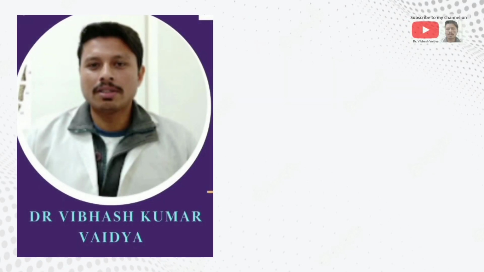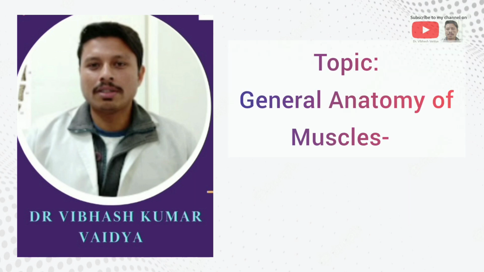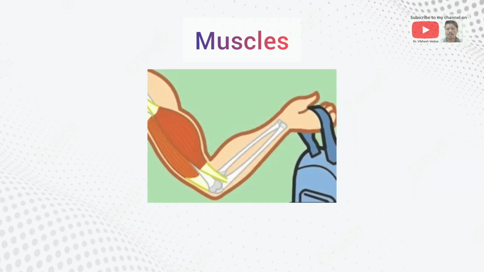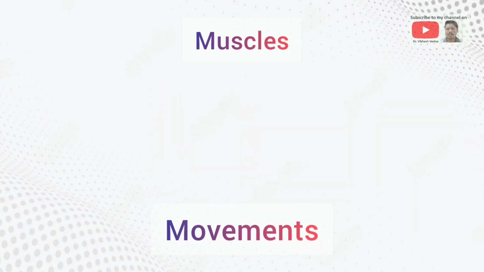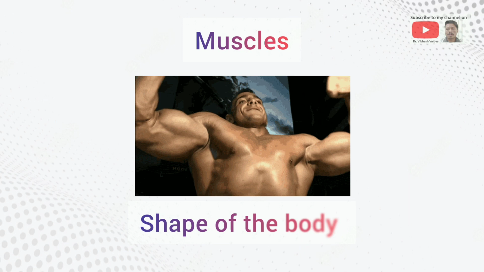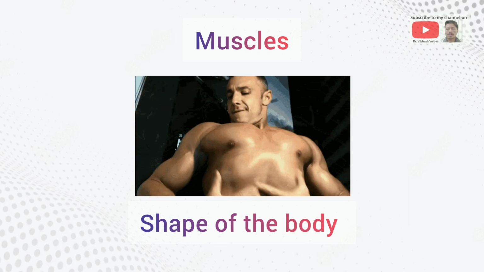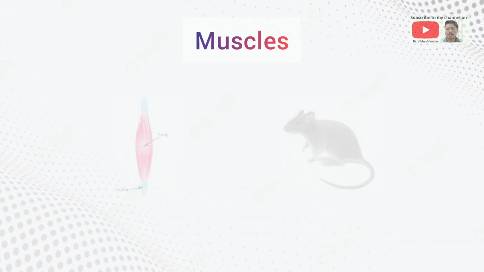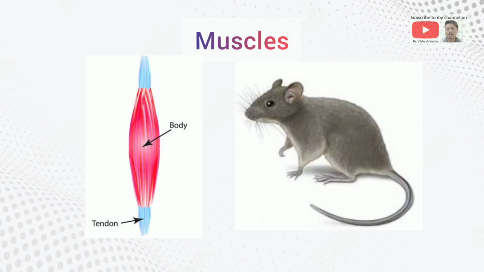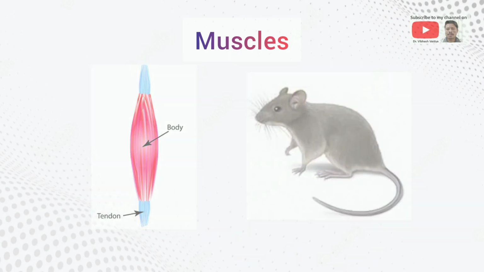Vibhash Vaidya, and today in this video we're going to discuss the general anatomy of muscle. So friends, as you know, muscle is mainly responsible for the movement of the body, and it also provides the shape of the body. The word muscle derives from mouse because it resembles a mouse, and the tendon of the muscle represents its tail.